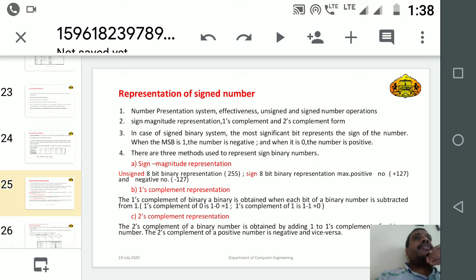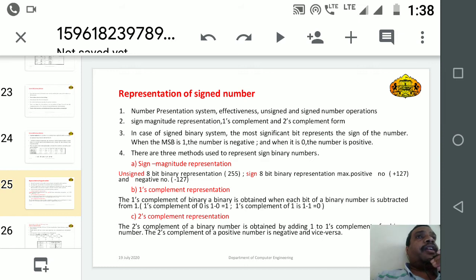The most important point as far as signed numbers are concerned is the third point. In a signed binary system, the most significant bit represents the sign of the number. When the MSB is 1, the number is negative, and when it is 0, the number is positive. Suppose there is an 8 bit number. What is the MSB? Bit D7 is the MSB, so here you just check whether this bit is 1 or 0.